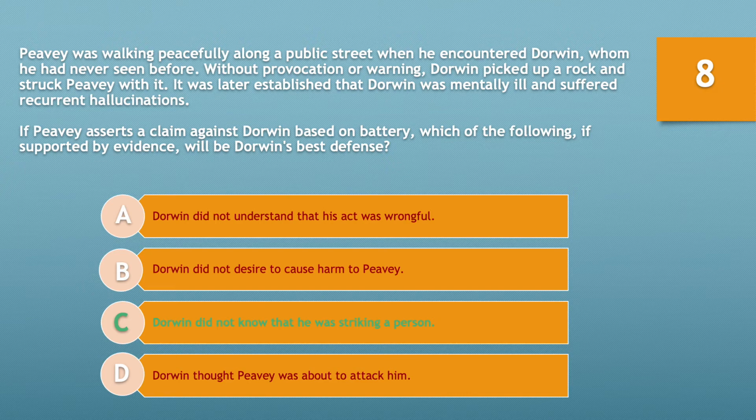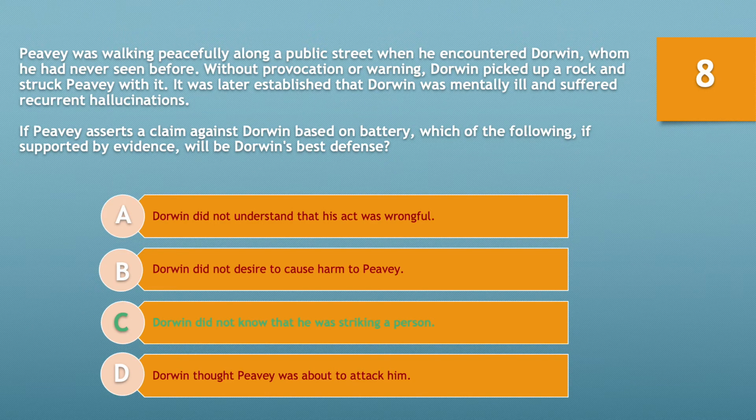B doesn't help us either, in that there's also no requirement that Darwin have the intent to cause harm to Peavy. C, on the other hand, would be a possible defense because battery requires a harmful or offensive contact with a victim's person.